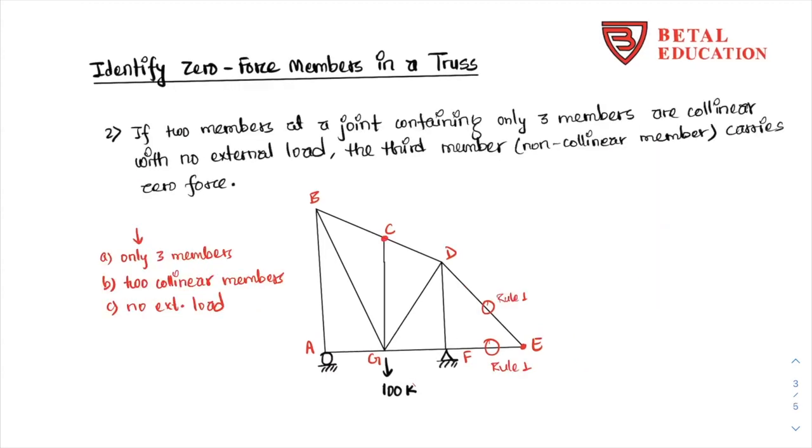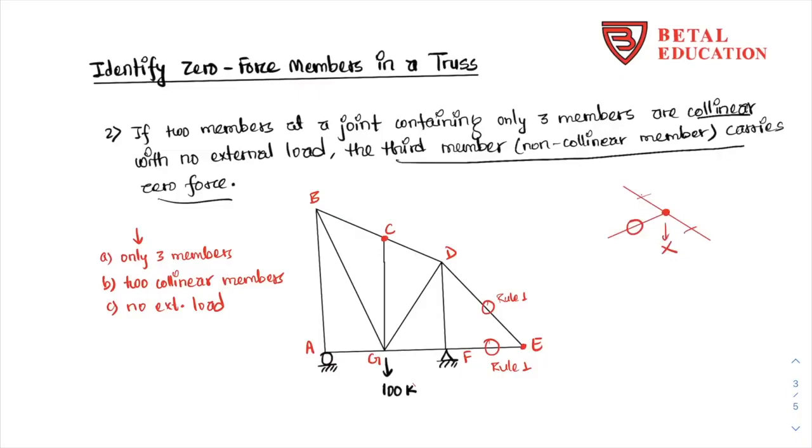Rule number 2 says that if two members at a joint containing only 3 members are collinear with no external load at that joint, the third member, which is the non-collinear member, carries zero force.